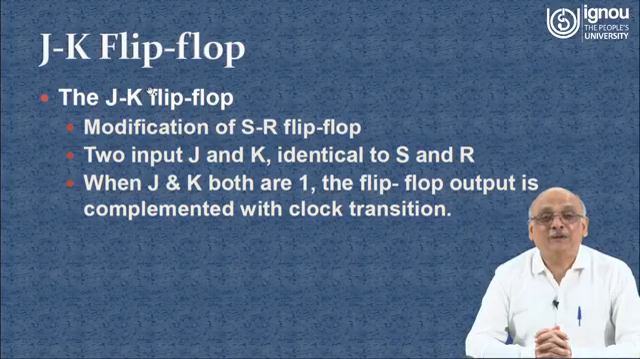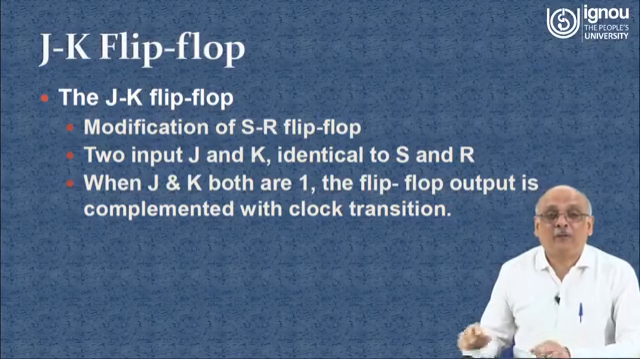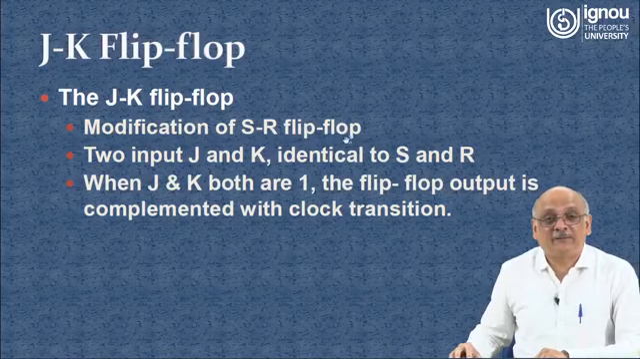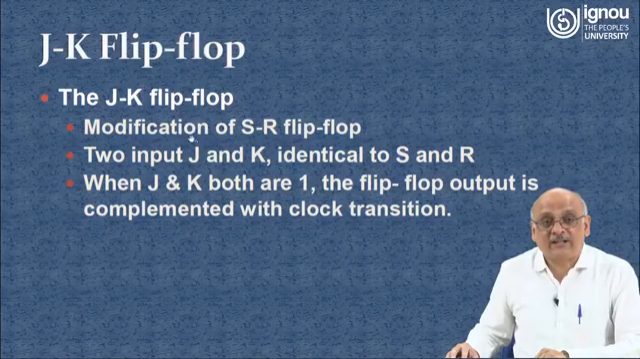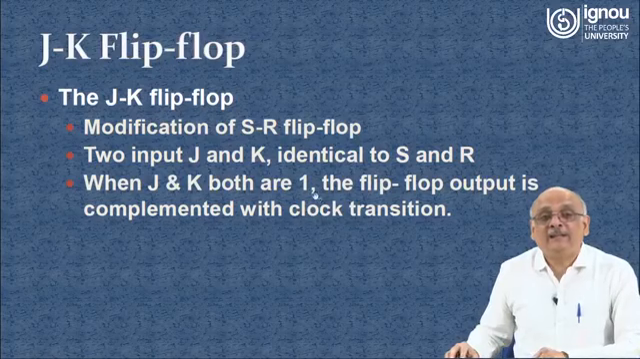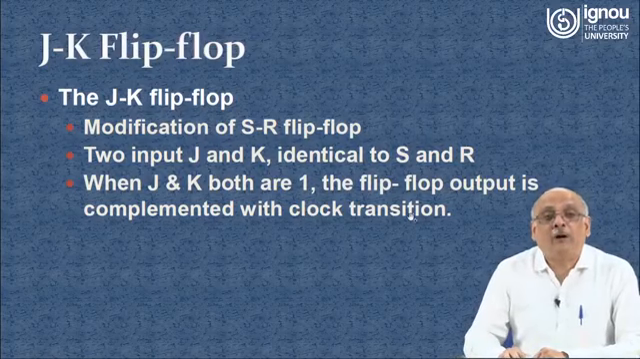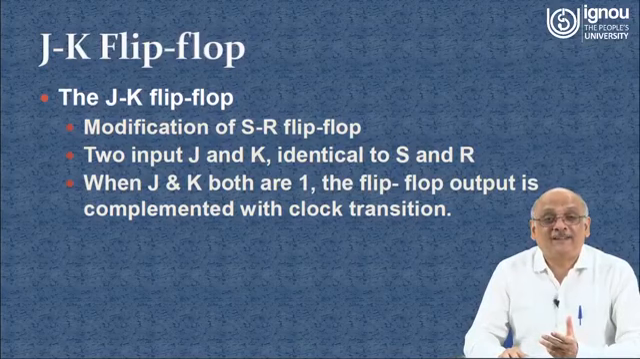That is why this new flip-flop, the JK flip-flop, was designed. It is a modification of the SR flip-flop, and the two inputs J and K are identical to S and R in general. When J and K both are 1, then the flip-flop output is complemented with clock transition. So this is an additional characteristic. This is a modification over SR, right? In case of S and R, when both values were 1, the output used to become undefined. In this particular case, it is going to be complemented. So that is another important situation.